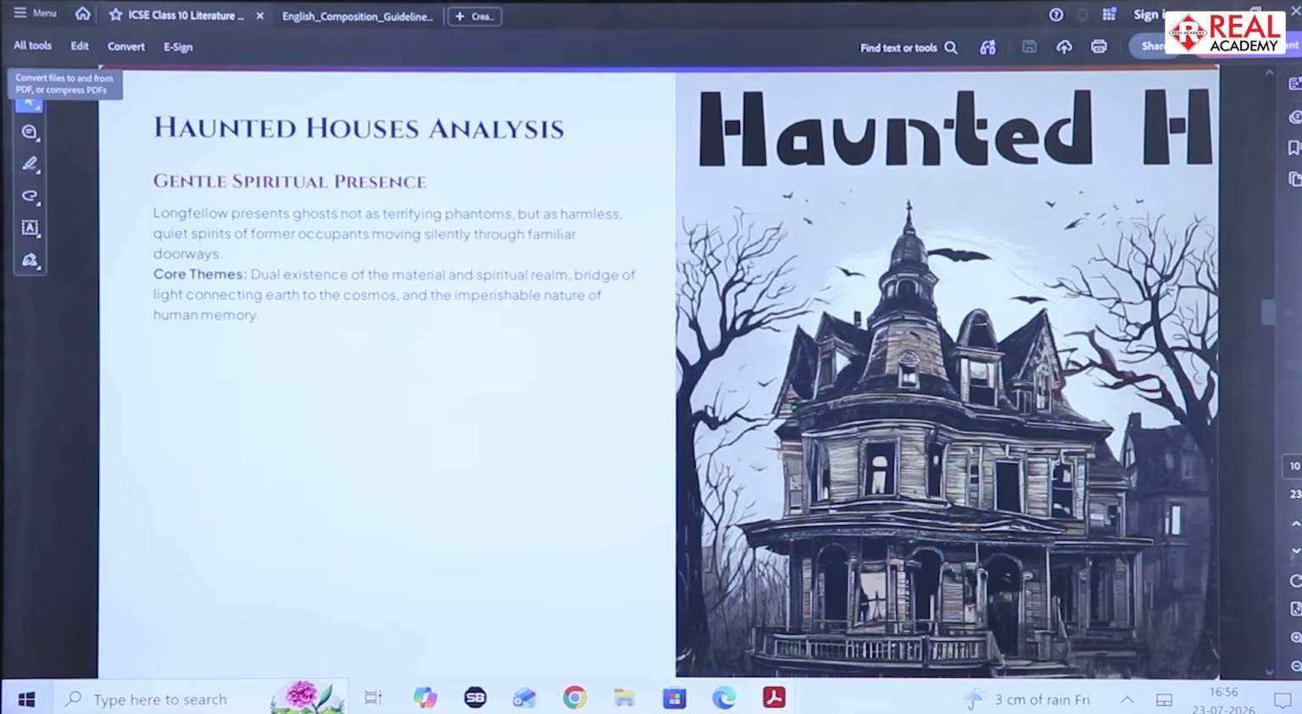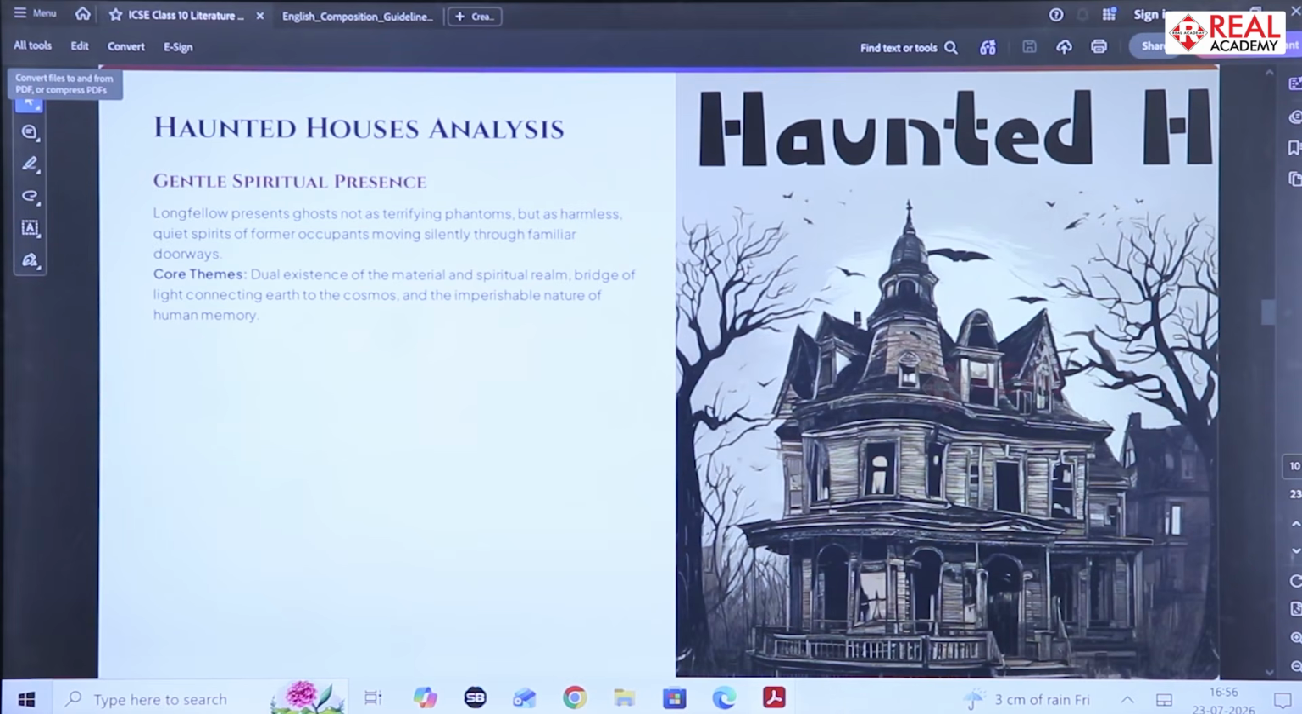Longfellow explains that there are two worlds existing side by side: the visible world of the living and the invisible world of the spirits. These two worlds do not interfere with each other, yet they are closely connected. Human beings often remain unaware of the unseen spiritual presence because they are too occupied with their daily lives. The poet compares the movement of this spirit to the silent passage of air through an open doorway. Just as the air enters and leaves unnoticed, the spirit quietly passes through our homes without causing fear or disturbance. Their presence is peaceful and comforting rather than frightening.